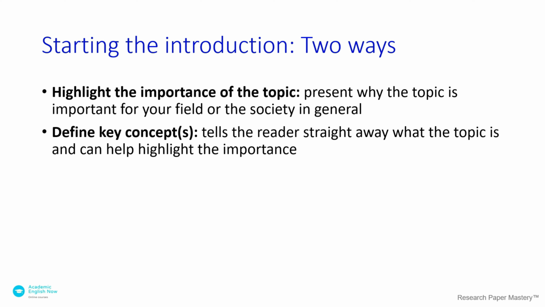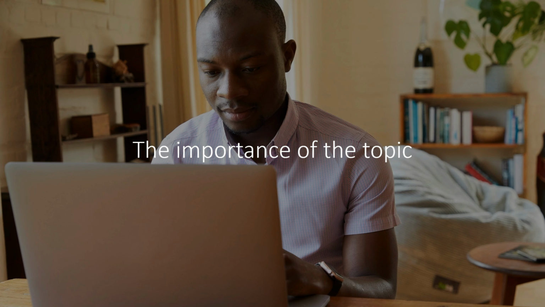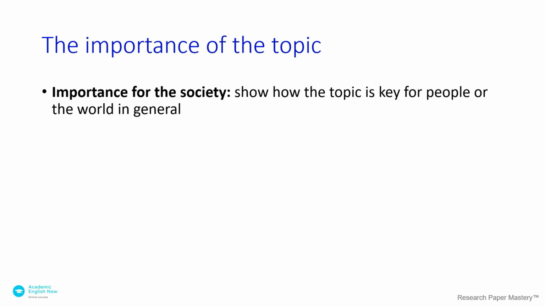So let's look at each of them in turn and in a little bit more detail, starting with the importance of the topic. So there are three ways in which you can state the importance of the topic, right? The first one is importance for the society. So you want to show how the topic is key for people or the world in general.